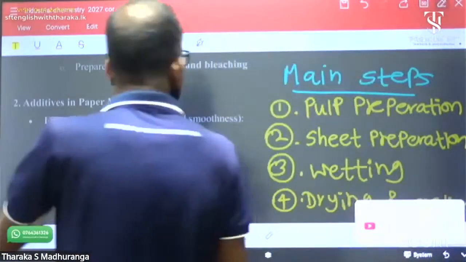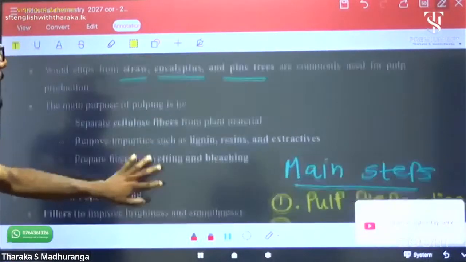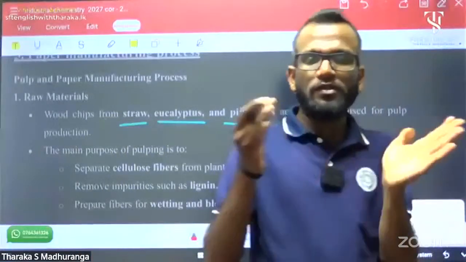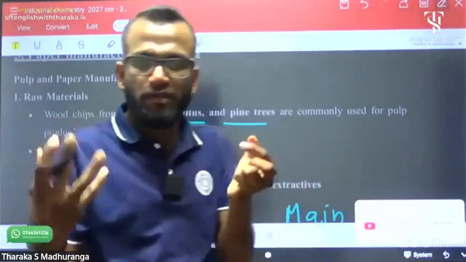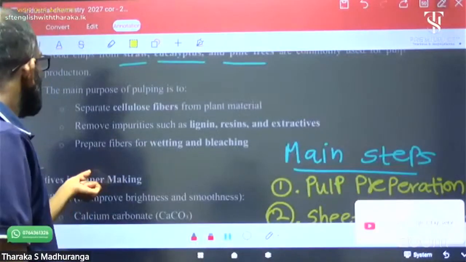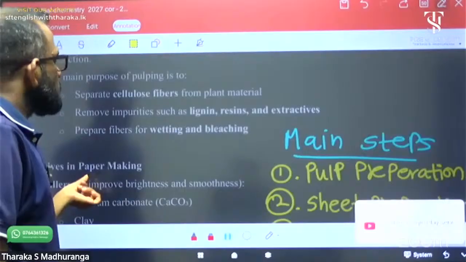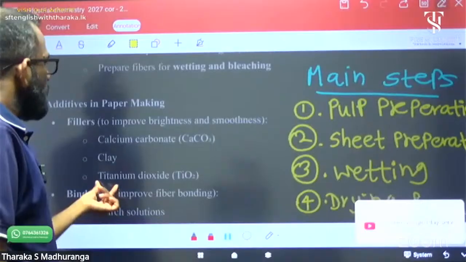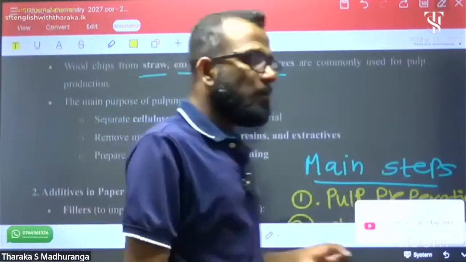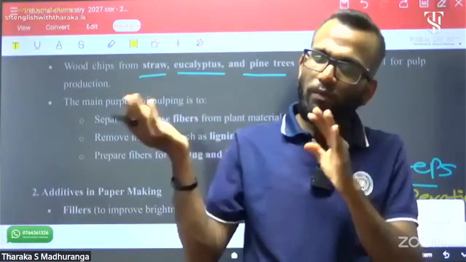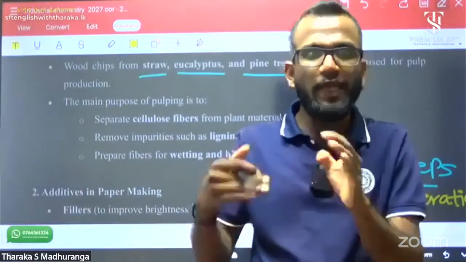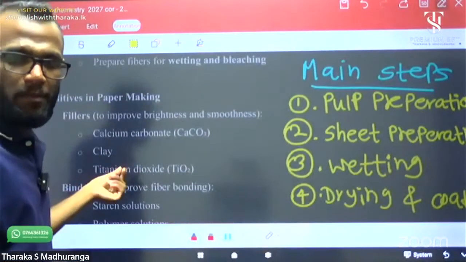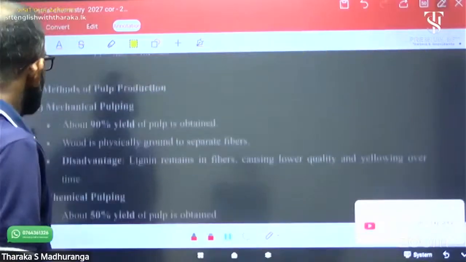Okay, the first step, the pulp preparation. The pulp preparation is done mainly from these raw materials. The first step: cut into small chips. These wood materials are cut into small chips, and using mechanical or chemical methods, we can make them into pulp. That's our first step.